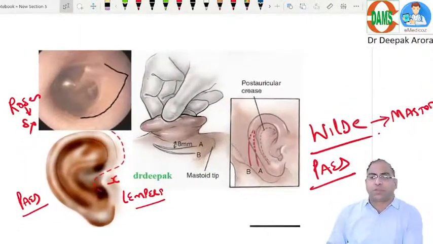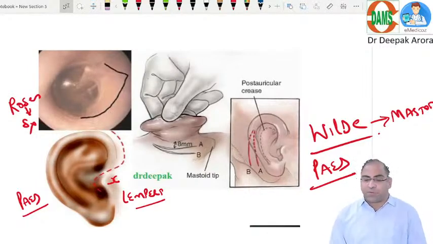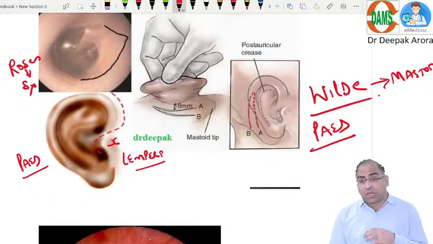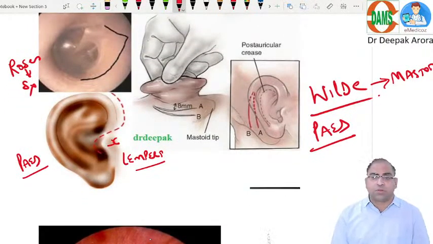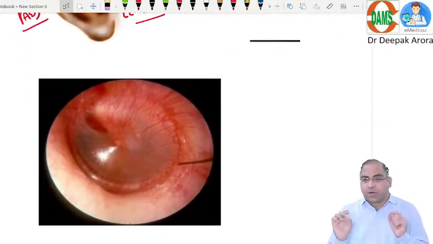So these are 3 important expected MCQs. Rosen for stapes surgery, Lampert for tympanoplasties in pediatric patients. What is the other indication of Lampert? We use it in all canal surgeries, canaloplasties and all those things. Clear? Then coming to the next slide, important topic.